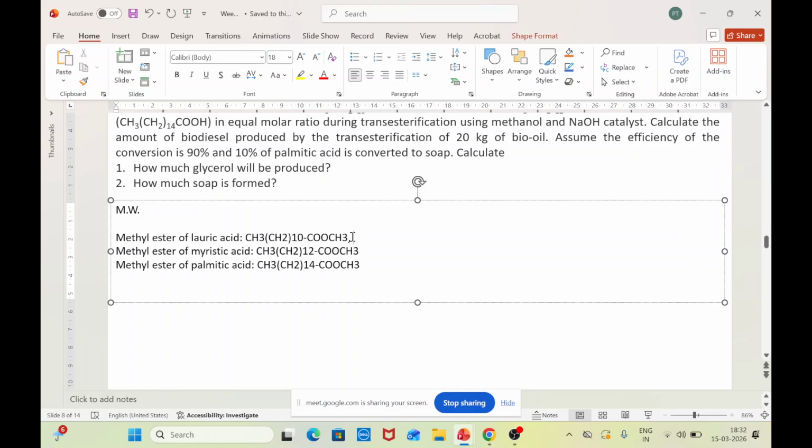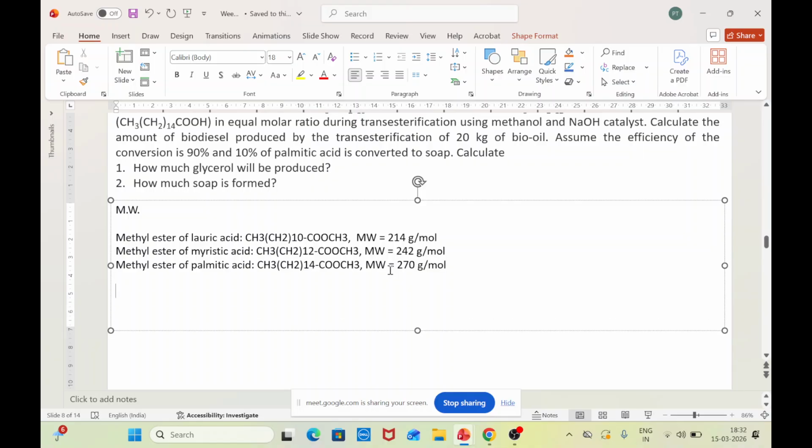So just a second, for each one of them I have calculated it previously. For methyl esters of lauric acid, it's going to be 214 gram per mole. For myristic acid, it's going to be 242 gram per mole. And for palmitic acid, molecular weight is going to be 270 gram per mole. So please check the calculation once.